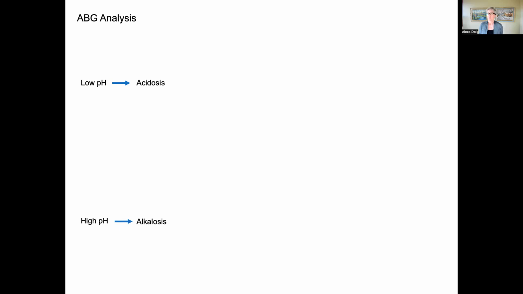So let's imagine we look at an arterial blood gas and the pH is below 7.35, so they have an acidosis, or an acidemia is probably the more correct term. Acidemia means low pH in the blood. Then what I do, and it doesn't really matter which you do first, is I look at the CO2 and then the bicarb. So just come up with a systematic way to look at it.